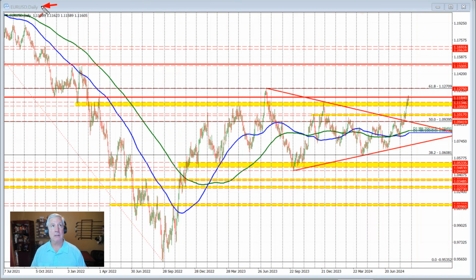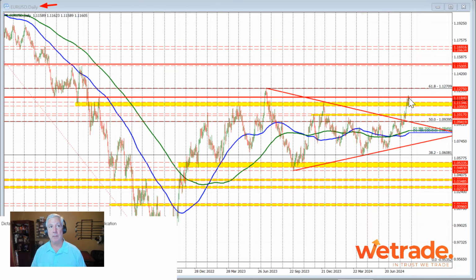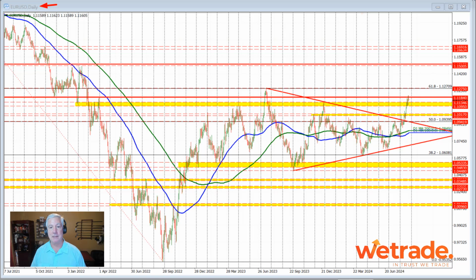I'm going to take a look at three of the major currency pairs, the euro versus US dollar, the dollar versus yen, and sterling versus US dollar from a technical perspective. So let's get started. I'm going to start by taking a look at the daily chart of the euro versus US dollar and trading both on Friday and again today.